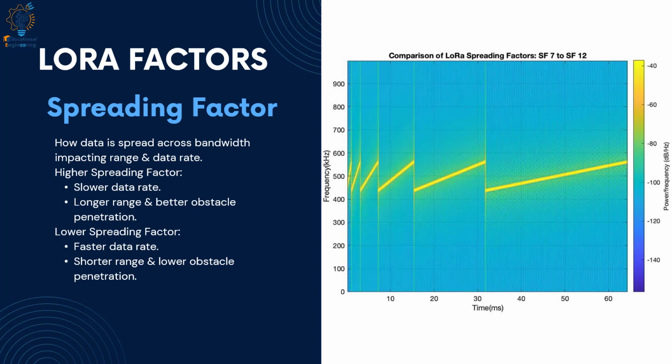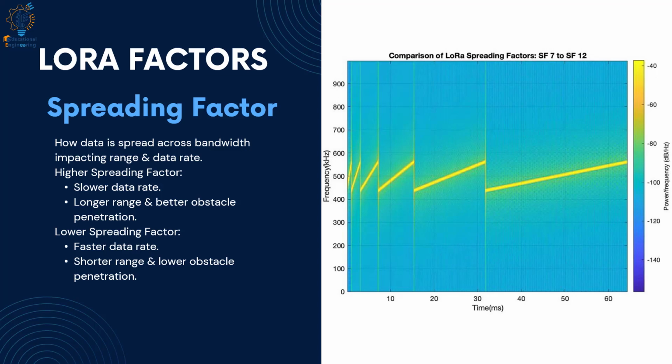On the other side, a lower spreading factor concentrates the signal into a narrow range of frequencies, resulting in a faster data transmission. This is useful for applications that require higher data rates over shorter distances, such as smart city infrastructure or tracking in urban environments.